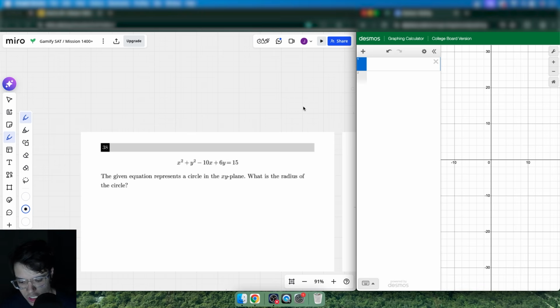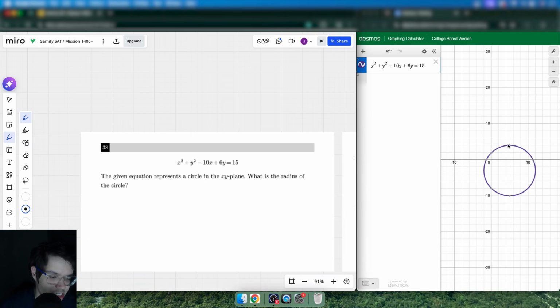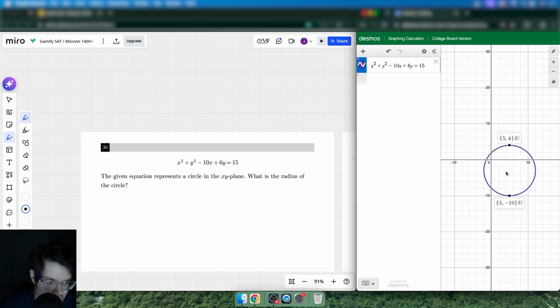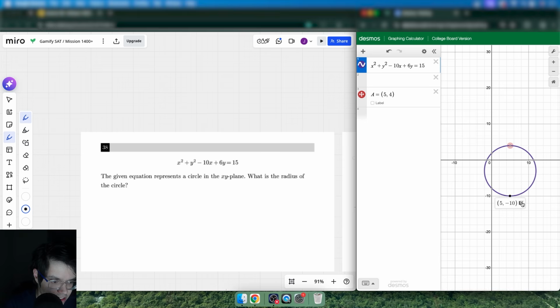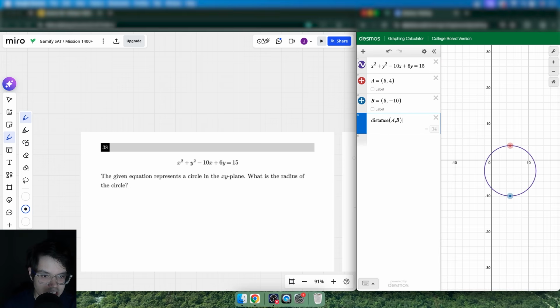So this one here, we have this equation for a circle. So x squared plus y squared minus 10x plus 6y is equal to 15. So we get this here for this circle and it says, what is the radius of the circle? To do that, I can just figure out the distance between the two points and divide it by 2. That is what the radius is, the overall distance across the circle divided by 2. So I can put in this point 5, 4, let's say that's equal to A. And then we have this point 5, negative 10, that's equal to B. And I can say distance A, B, and then divide the whole thing by 2, we get 7.